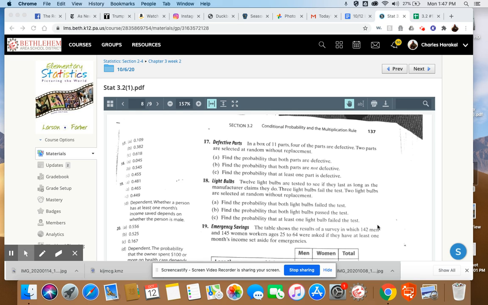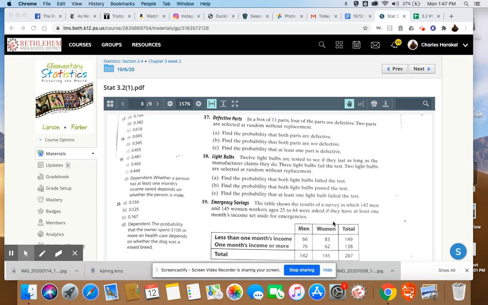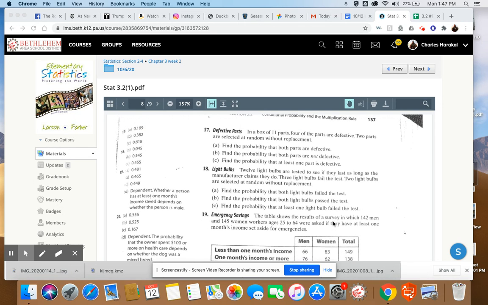All right, good afternoon. I got an email requesting explanation of number 17 and number 19 from some of the work that was assigned last week. And they're good problems to go over. They're very good examples of conditional probability and the multiplication rule. So we'll take a look at number 17 first.